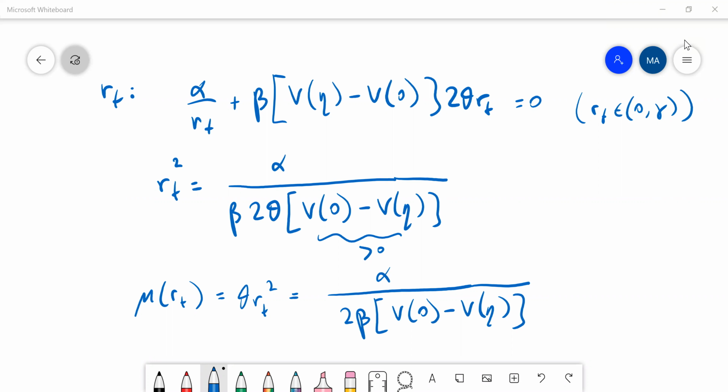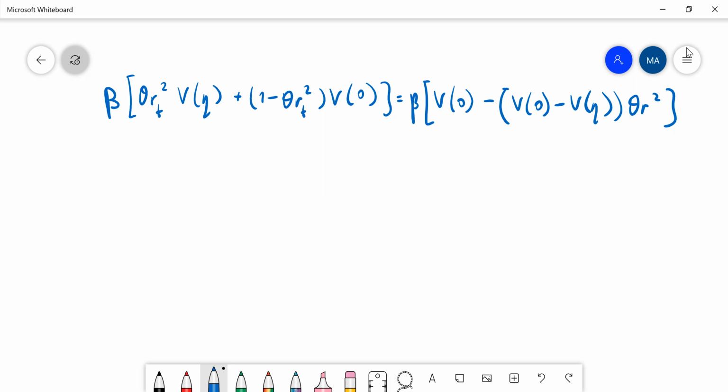All right. So if you rewrite this, you have V0 minus V0 minus V eta theta r square. Okay, of course, this is RT. Okay, now remember that RT square, we found it as alpha divided by 2 theta beta. Is that correct? V0 minus V eta.